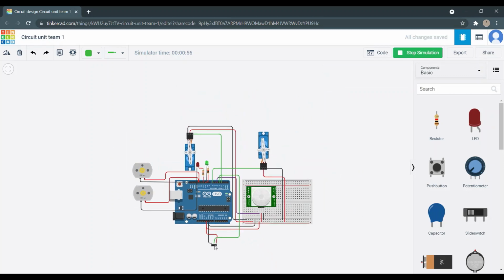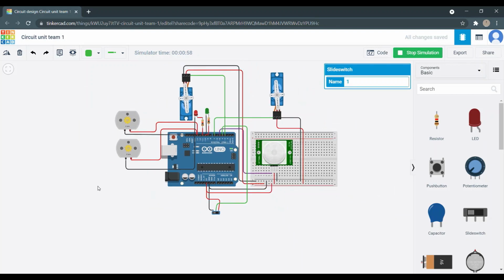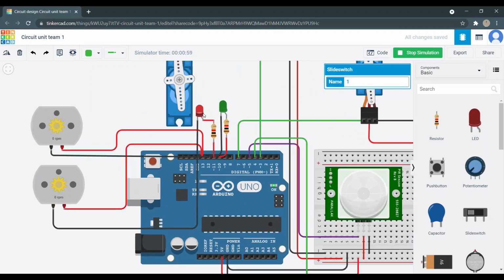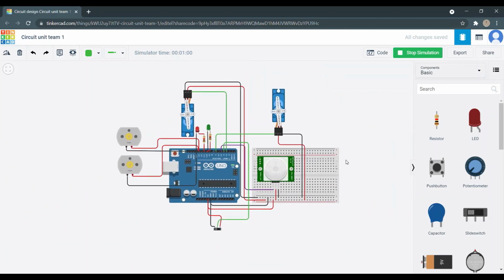Once the switch is turned off, all the processes stop and the red light turns back on. And that's how the machine functions.